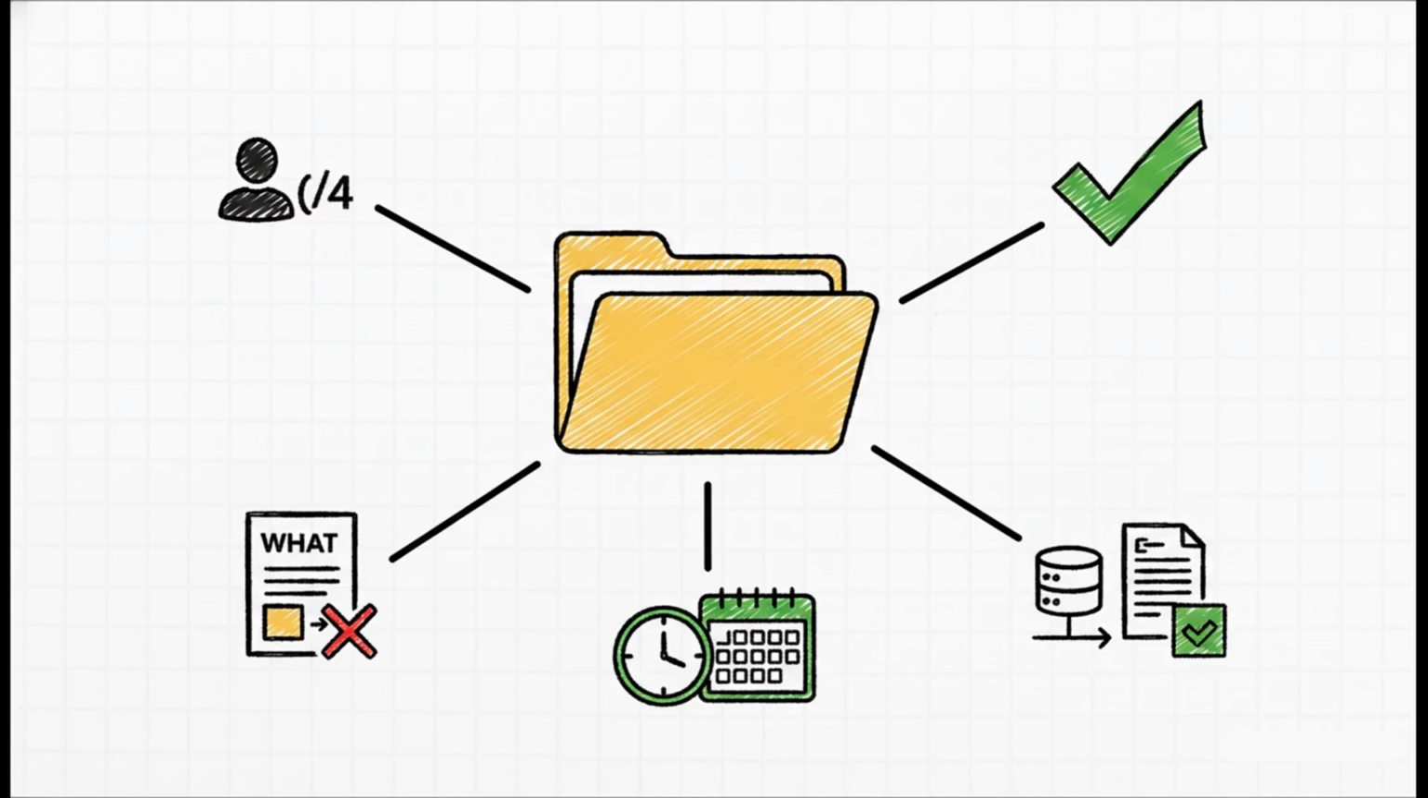Every single question is answered. Who did it? The user and their IP. What did they do? The exact diff. When did they do it? Down to the second. How did they do it? The API endpoint. It's all there. The mystery is solved. The investigation is over.